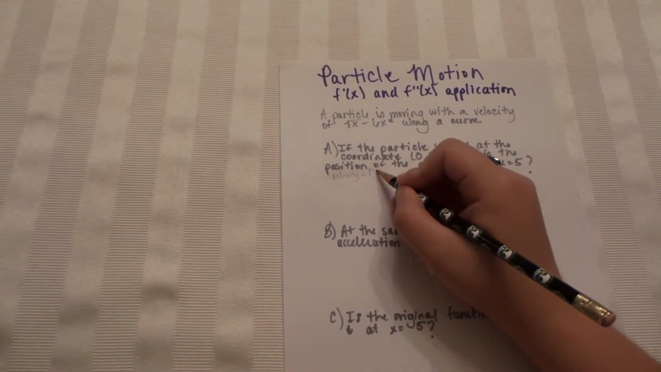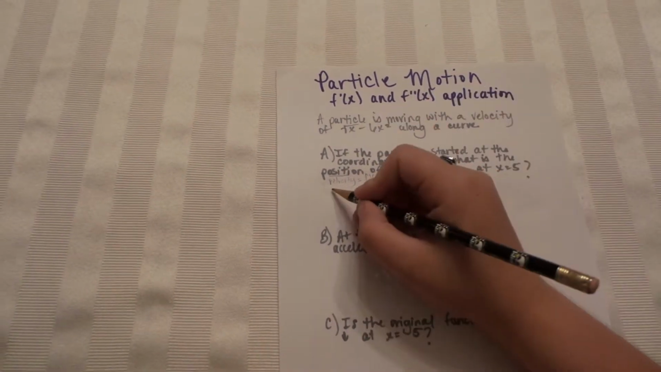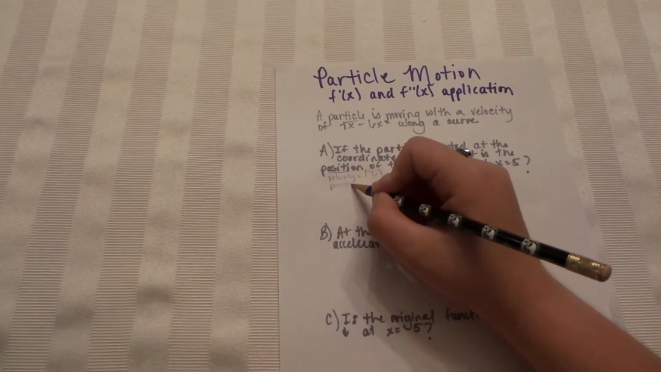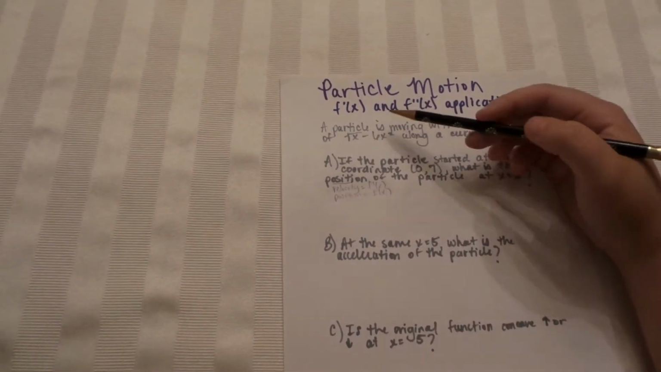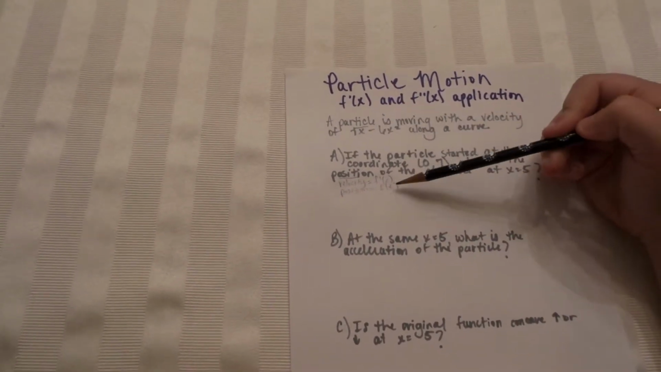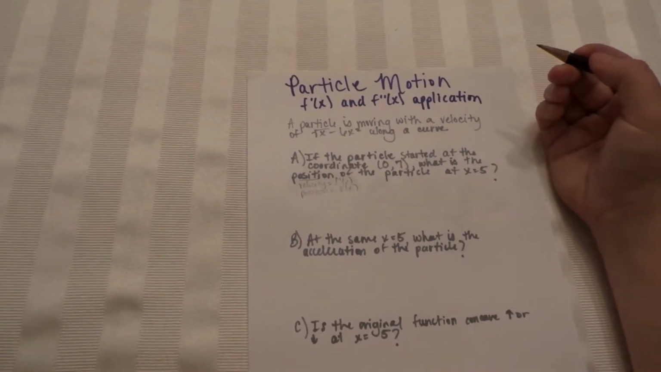Well, if we look at our problem, we see that we are given velocity, which is associated with the first derivative, or f prime of x. Yet this question is asking for position. Position is described by the original function, f of x. So if we're given the first derivative and we need the original function, we have to take the antiderivative.